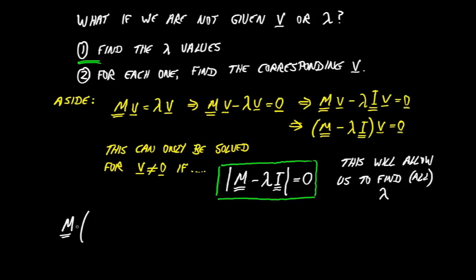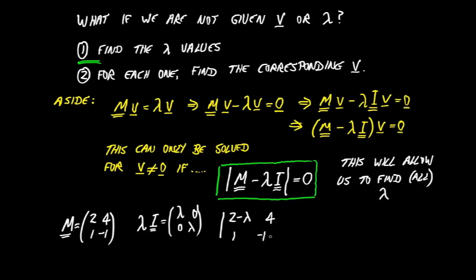It's the best thing. Let's do M as a 2, 4. This was the one we had before. 2, 4, minus 1, little square matrix. And so let's write down what this lambda times the identity is. For a 2 by 2, it's going to be lambda, 0, 0, lambda. Very simple. And so this matrix that's the difference of the two of them, 2 minus lambda, 4, 1, minus 1 minus lambda, just the difference of those two things as a determinant, is equal to 0. That's all. So there we have it.